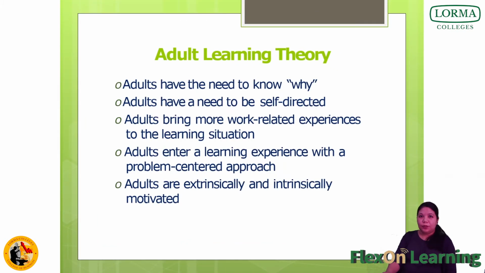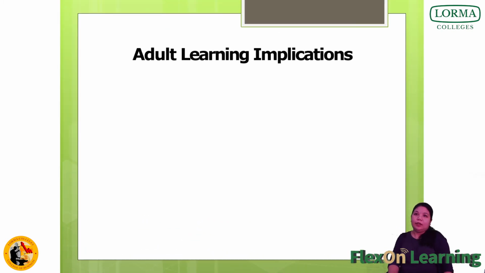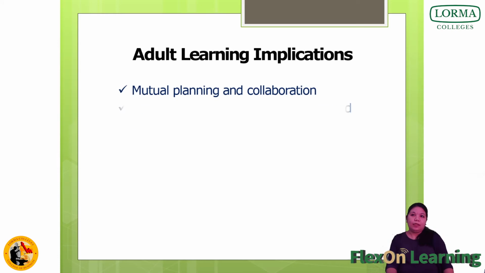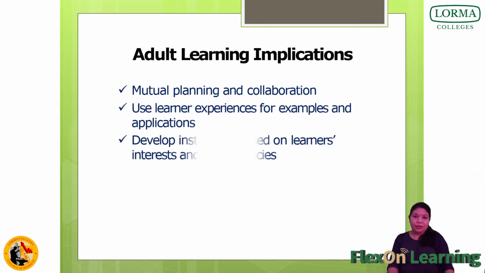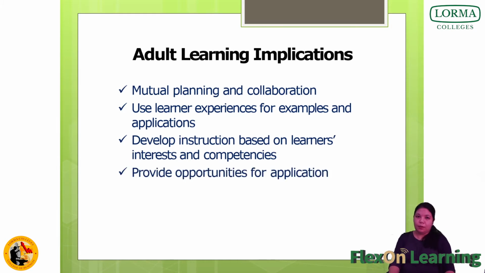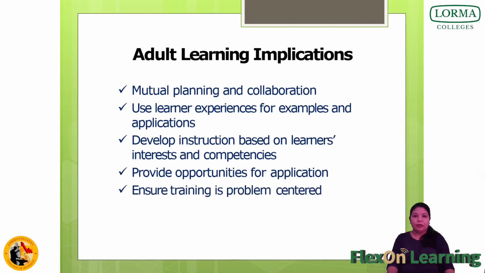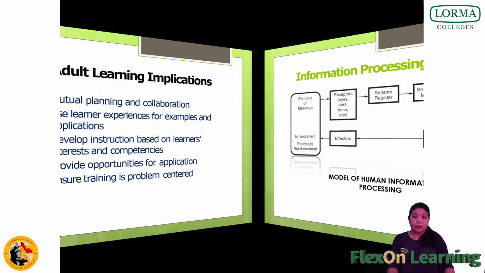Okay? We have also adult learning theory. Adults have the need to know why. They have a need to be self-directed, bring more work-related experiences to the learning situation, enter a learning experience with a problem-centered approach, and are extrinsically and intrinsically motivated because they're already adults. What are the implications of this? Mutual planning and collaboration. Use learner experiences for examples and applications. Develop instruction based on learners' interests and competencies. Provide opportunities for application. Ensure training is problem-centered.